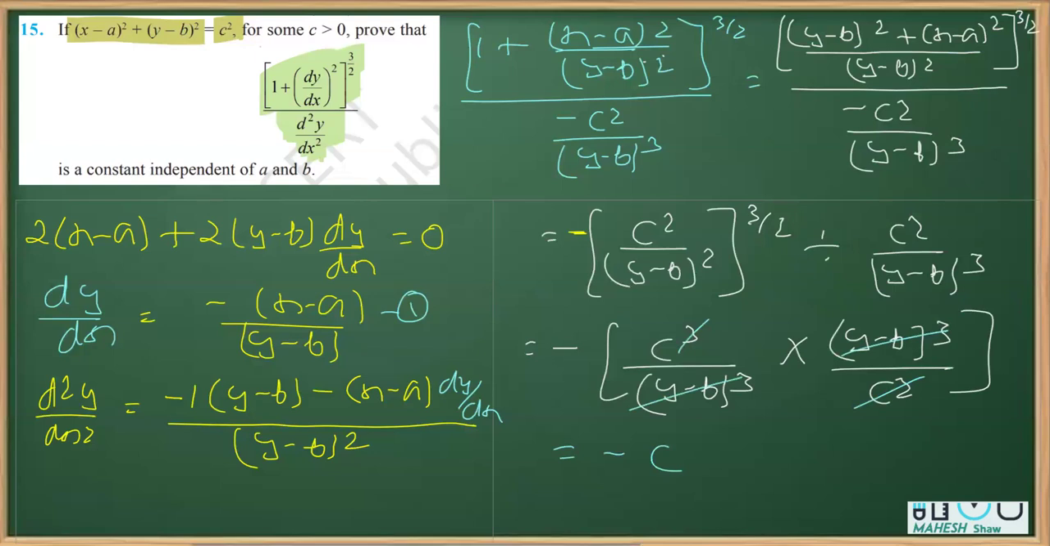Moreover, you can see that this is what we are required to prove, that the answer for this part should be independent of a and b, and that is what we got, c, which is independent of a and b, and that's also a constant.